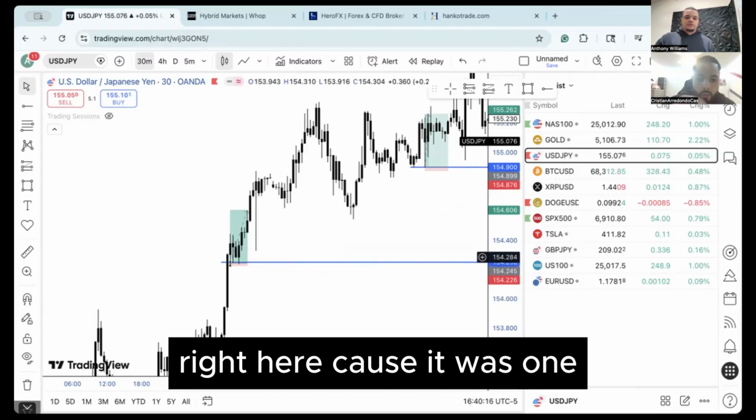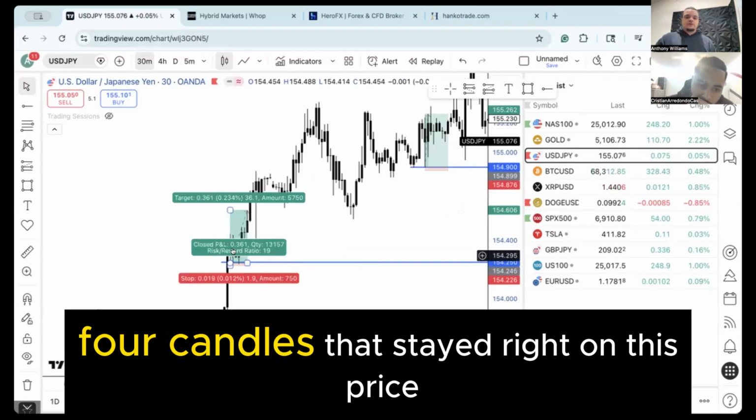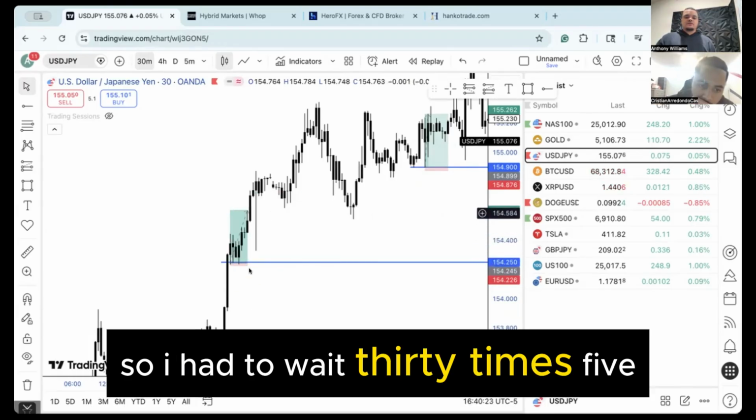Right here, it was one, two, three, four candles that stayed right on this price, and then it started taking off. So I had to wait 30 times five.